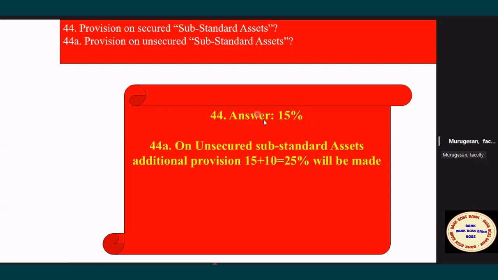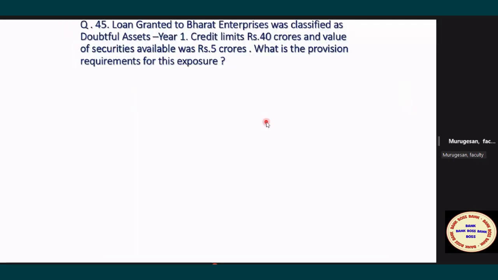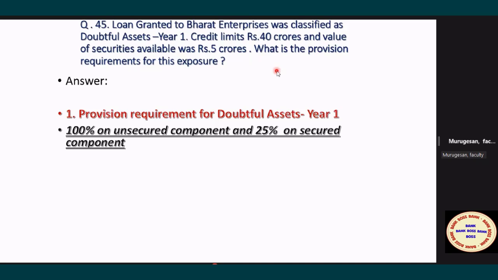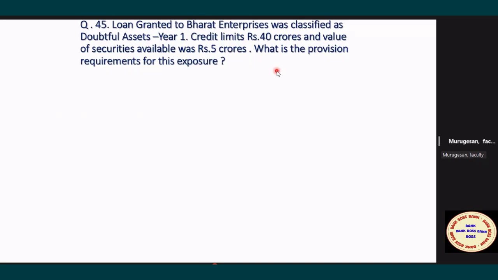Okay, friends. This question normally they will not ask, but doubtful 1 year, doubtful 2 year, doubtful 3 year with the ECGC cover, with the SME cover, definitely they are asking, so how to go step by step. Up to this understood, this is simple, straight. But sometimes they will give a question like this. Bharat Enterprises classified as doubtful assets year 1, credit limit 40 crore, and the value of security 5 crore. Sometimes they will give ECGC cover also. Now I am not giving any ECGC cover. What is the provision needed for this exposure?